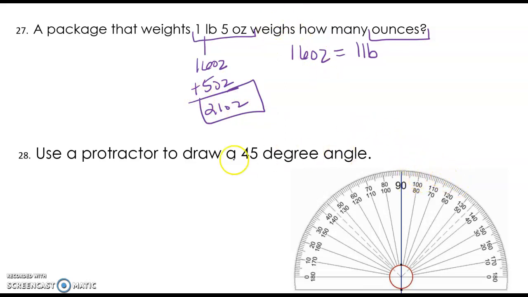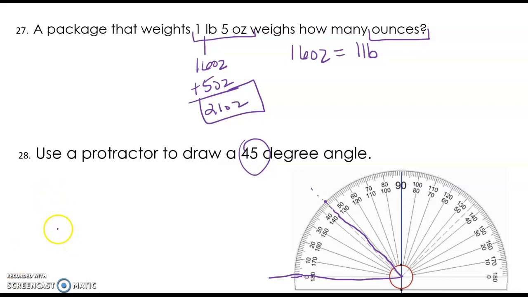And then I think this is the last problem. It says draw a 45-degree angle. So I'm going to start from 0 here, 10, 20, 30, 40, and it's going to be right here. And I'm going to try and draw it. There we go. All right, yeah, that's the last problem of the starred problems on lesson 22.